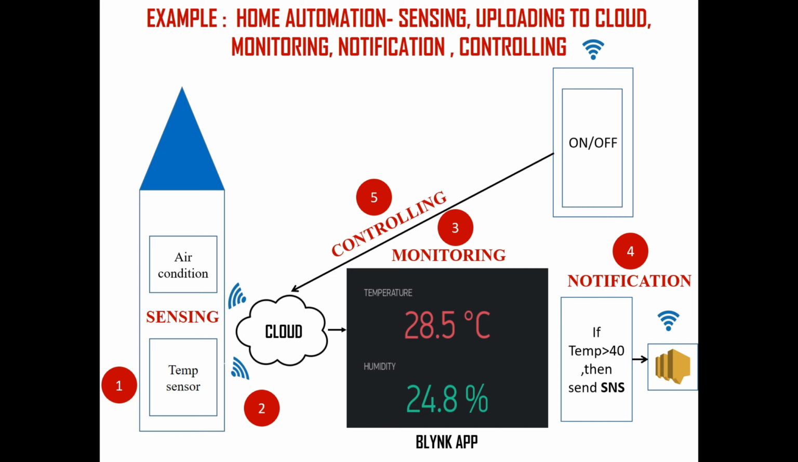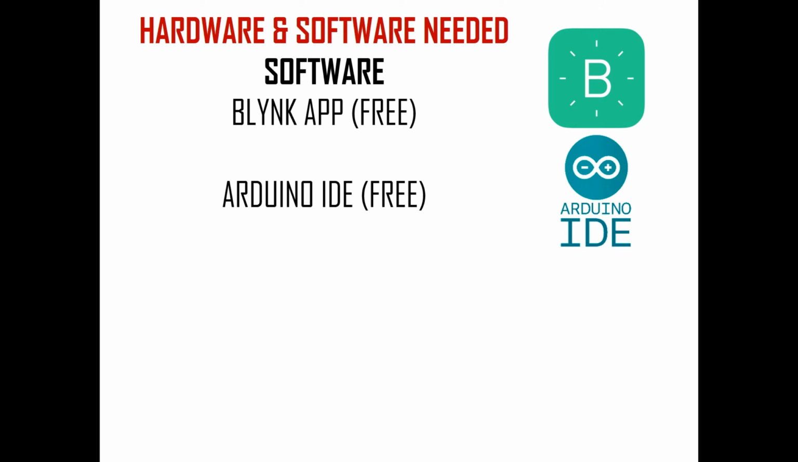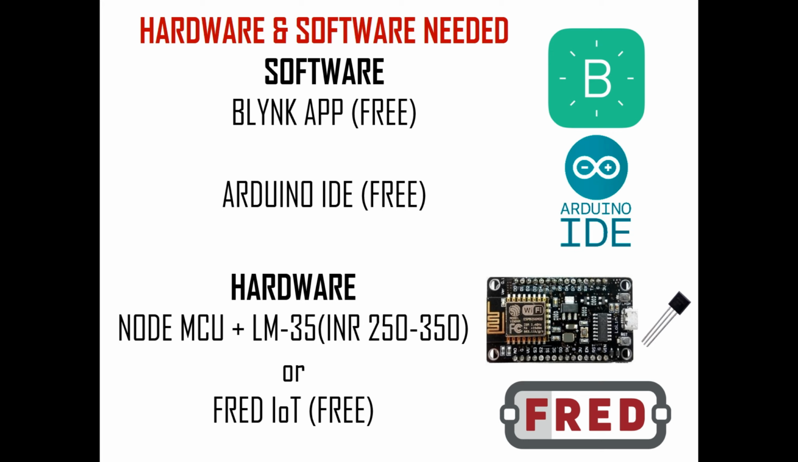Not only this, but IoT has several applications in homes, industries, factories, agriculture, medical sectors, smart cities, and so on. To do most IoT projects, we need software and hardware. We are going to use Blink app and Arduino IDE on the software side, and Node MCU plus an analog sensor. In my example, I have taken the LM35 temperature sensor on the hardware side. Those who don't have a Node MCU board and sensors can also experience the concept of IoT using Fred IoT platform. We are going to discuss all these things in our Power Pack series.